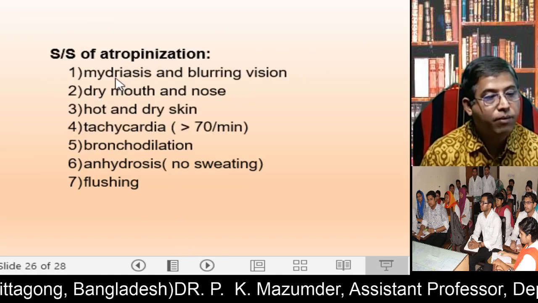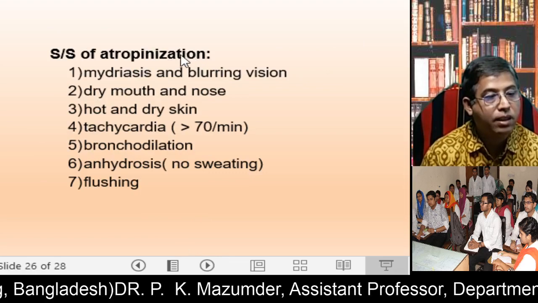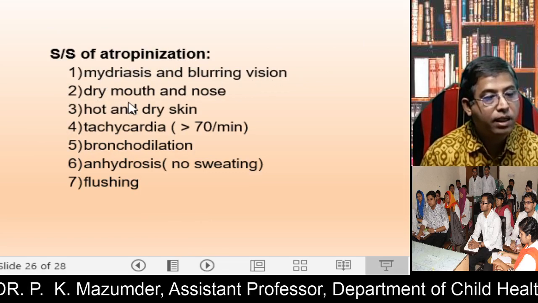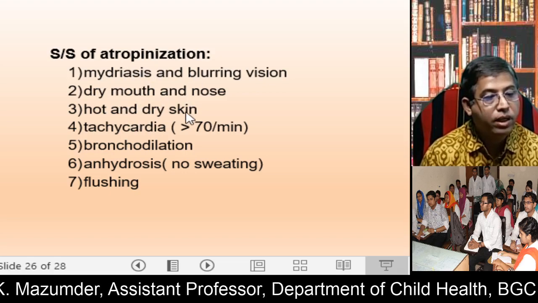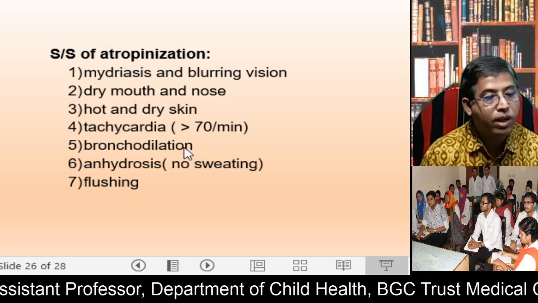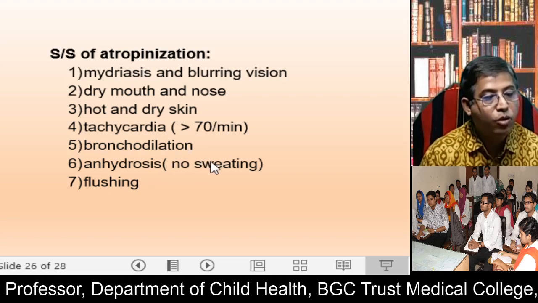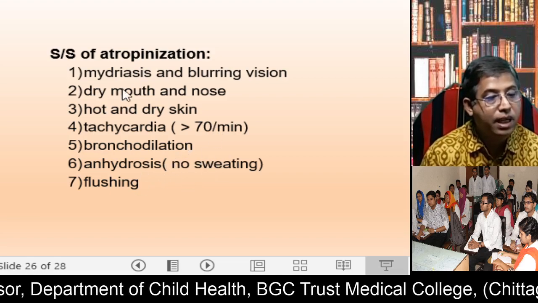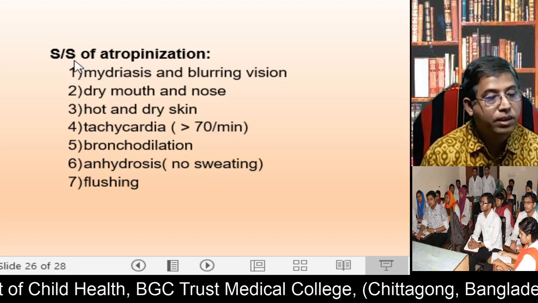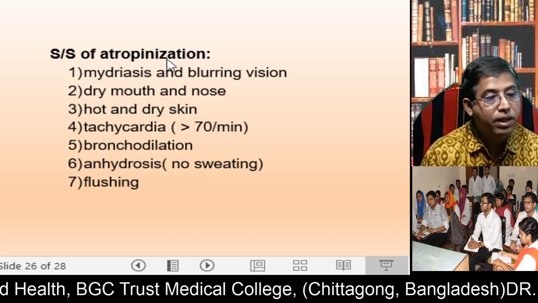Now it is asked in the Viva board: signs of atropinization. Mydriasis, dilated pupil, blurring of vision, dry mouth and nose, hot and dry skin, tachycardia more than 70 per minute, bronchodilation, anhidrosis, that is no sweating, and flushing. If these signs are present, you consider the patient as showing signs of atropinization.